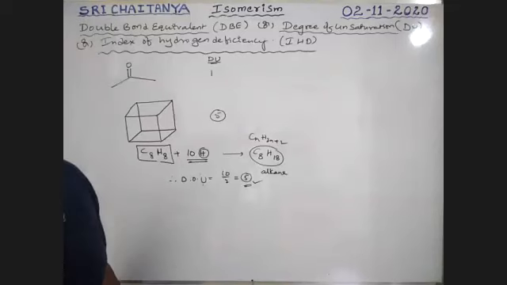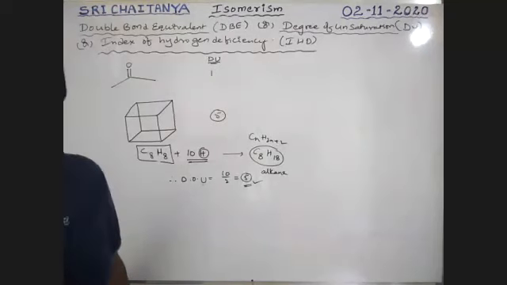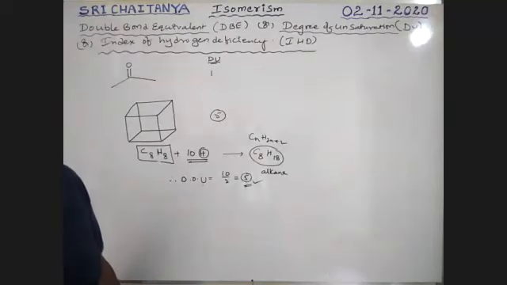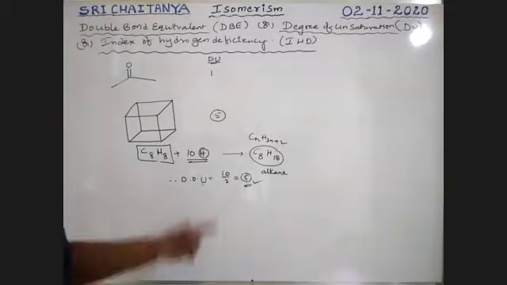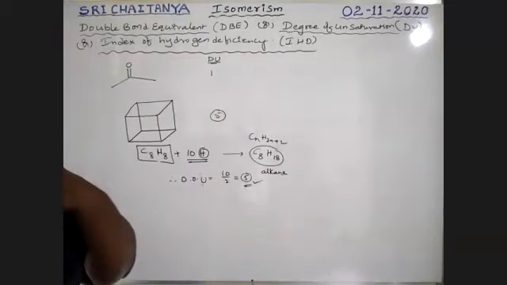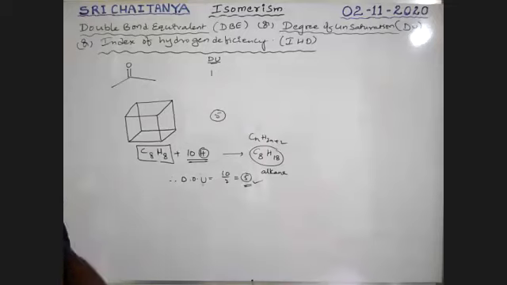Boys, is the concept clear? Now, for that cube, how much is the degree of unsaturation? It is 5, not 6, not 0. The degree of unsaturation for this cube is 5. Is the concept clear? That is the number of hydrogens by 2, which is equal to degree of unsaturation.